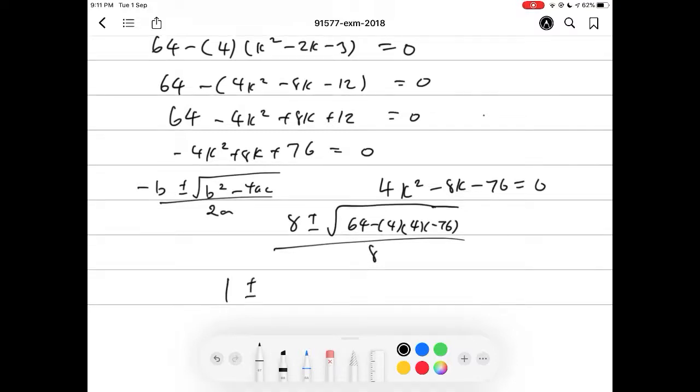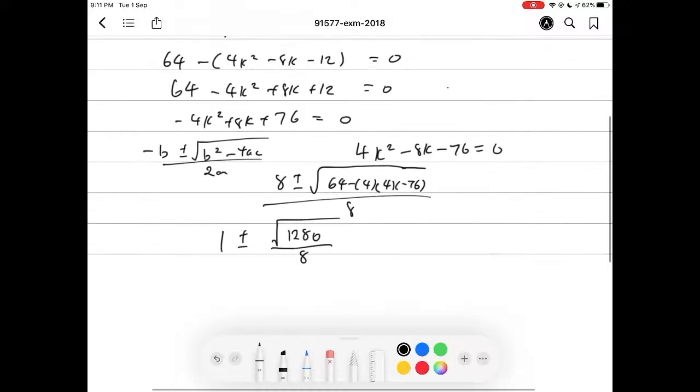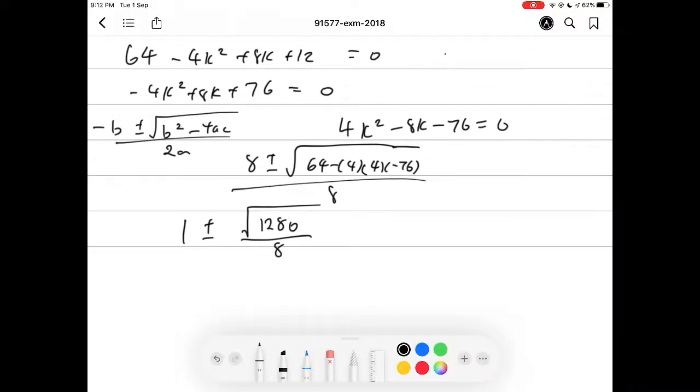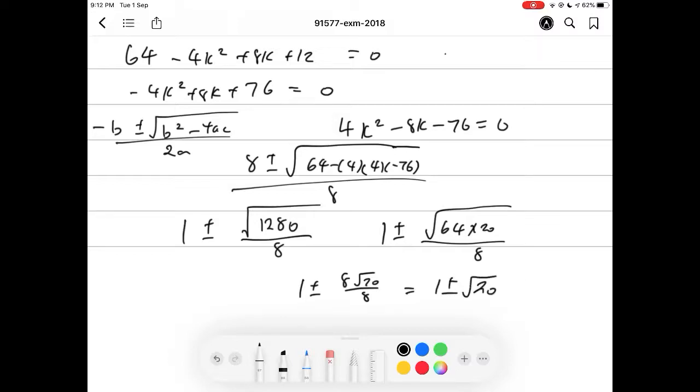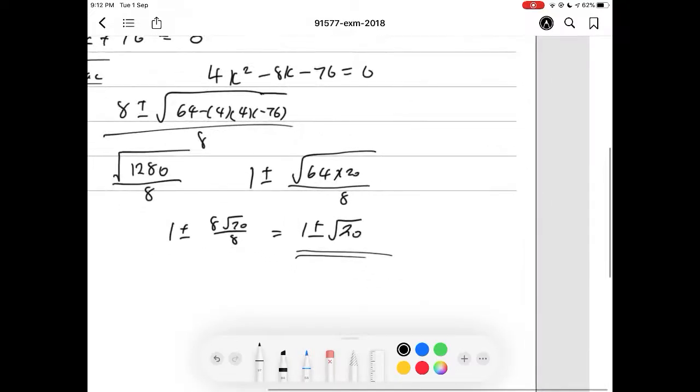So therefore 8 divided by a is 1. So 1 plus or minus square root of, we'll calculate the square root. So 64 plus 4 times 4 times 56, which is square root of 1280 over 8. And we know that 1280 is divisible by 64. So we say 1 plus or minus square root of 64 times 20 over 8. Square root of 64 is 8. So 1 plus or minus 8 square root of 20 over 8. Therefore, this equals 1 plus or minus square root of 20. And that's our final answer for this question. So k equals 1 plus or minus square root of 20.